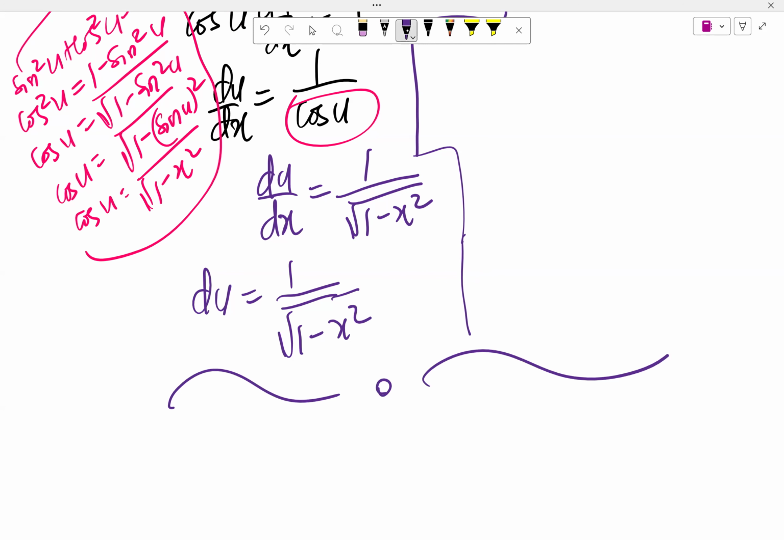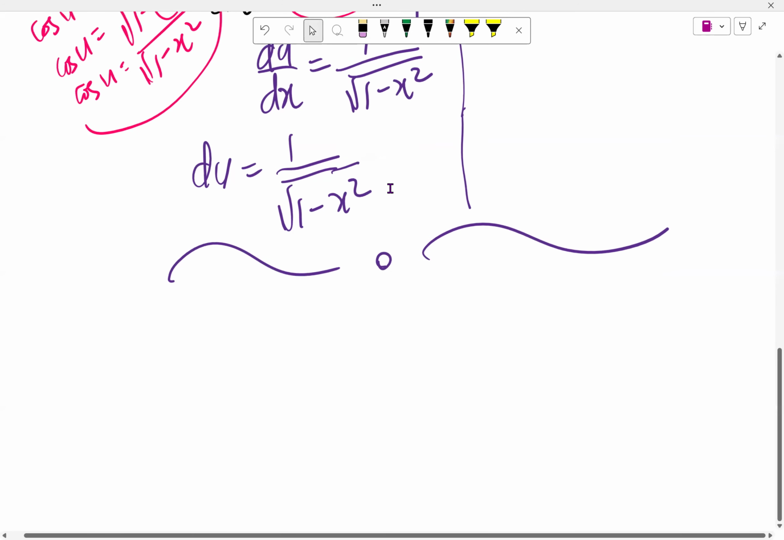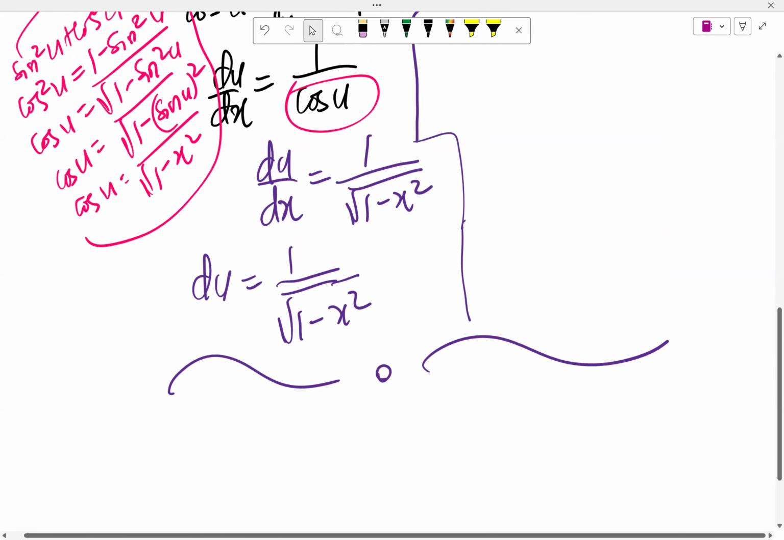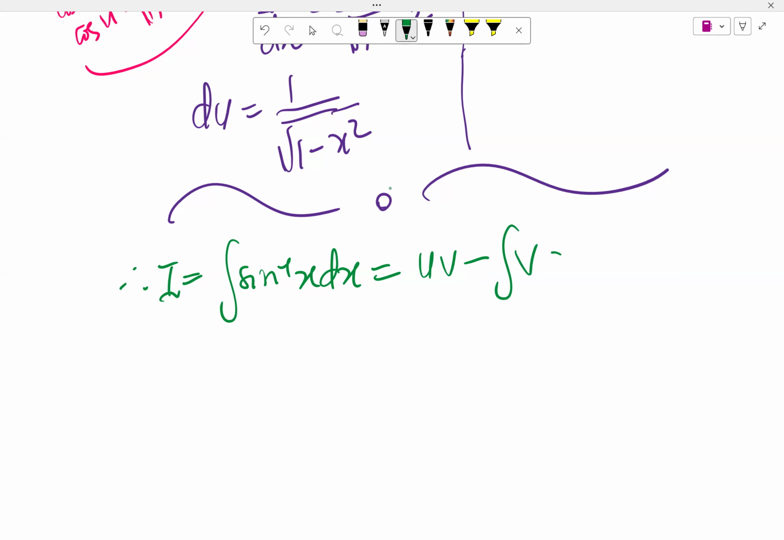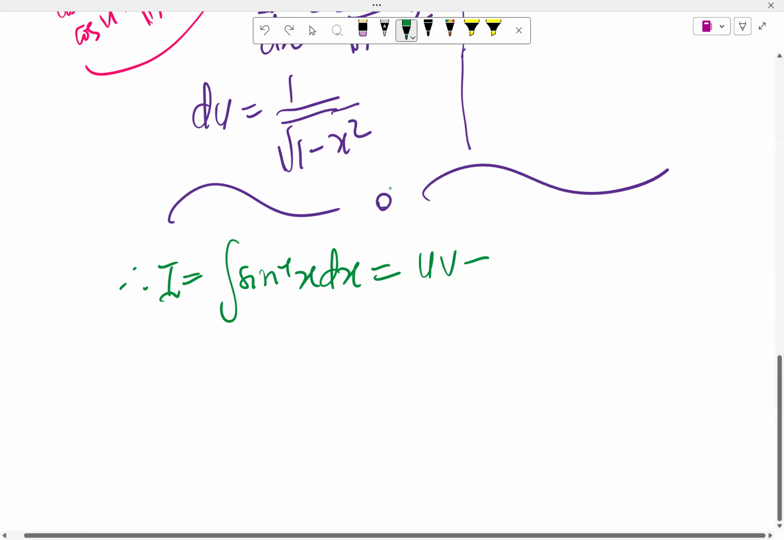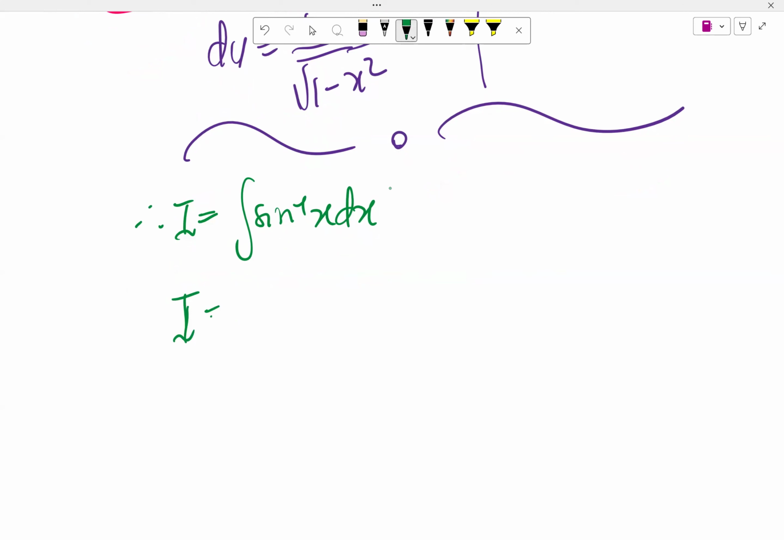So let's move on from here and put together all what we have. So let's go green as I now have, so you now rewrite all that. Therefore I, which is equal to the integral of arcsin x dx, is simply the same thing as uv minus integral of v du. Or let me put it down here so I don't have to struggle getting into that corner. So I now is equal to uv minus integral of v du.